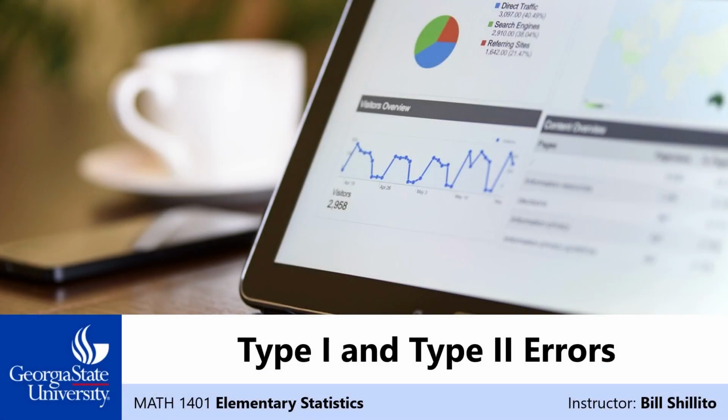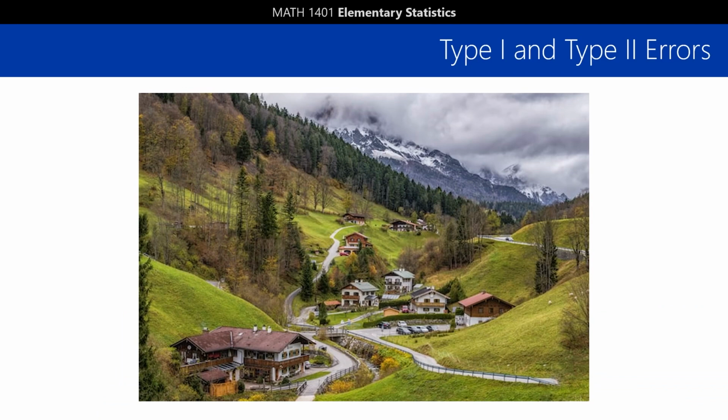In this video, we'll look at two possible errors that can be made when doing hypothesis testing. Since hypothesis testing relies on probability to draw its conclusions, there's always the possibility that we make the wrong conclusion by pure chance alone. Let me tell you a little story to illustrate what I mean. A sort of fable, if you will.